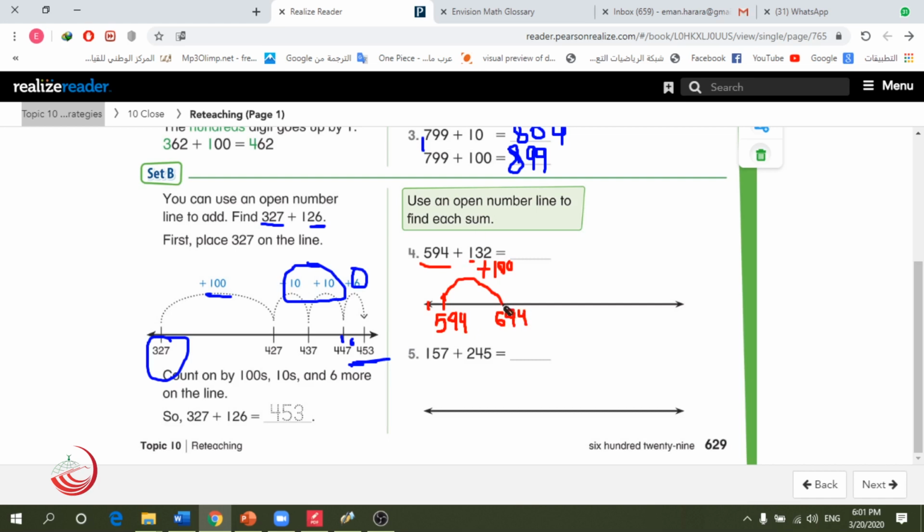We will add the 3 tens. We will say plus 30. So here we will write 30. We will add 3 on the tens. Now 9, here I have 10, 11, 12. So the 1 I will put here, and the 2 I will put here. So the answer will be 724.